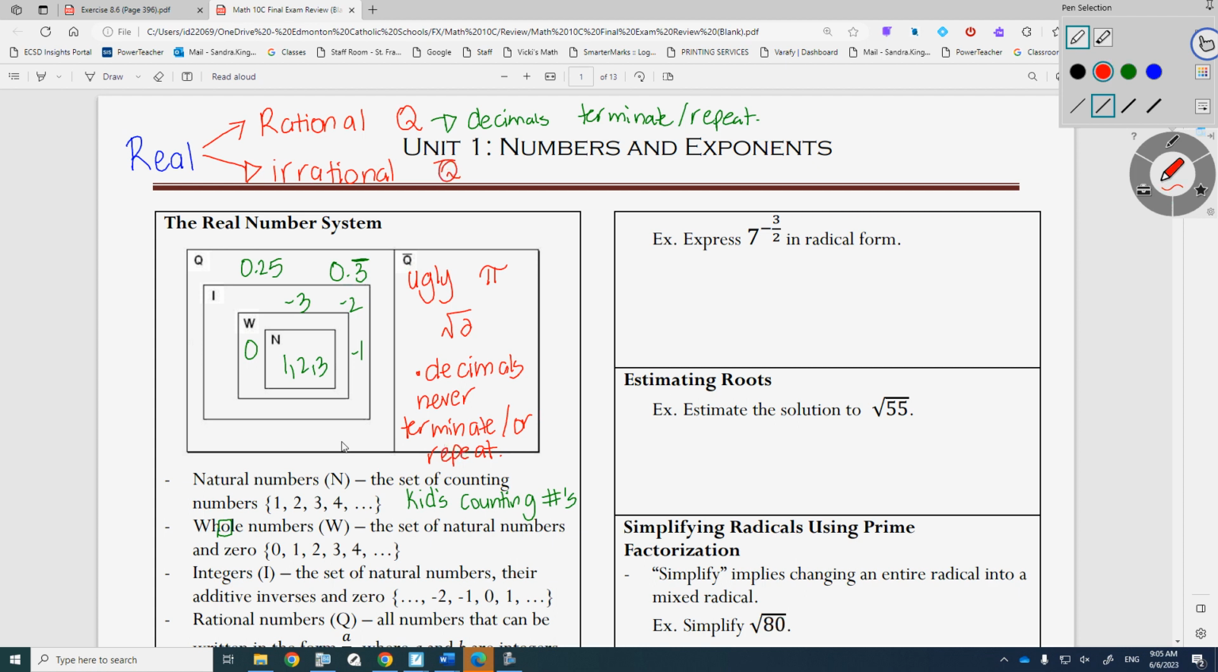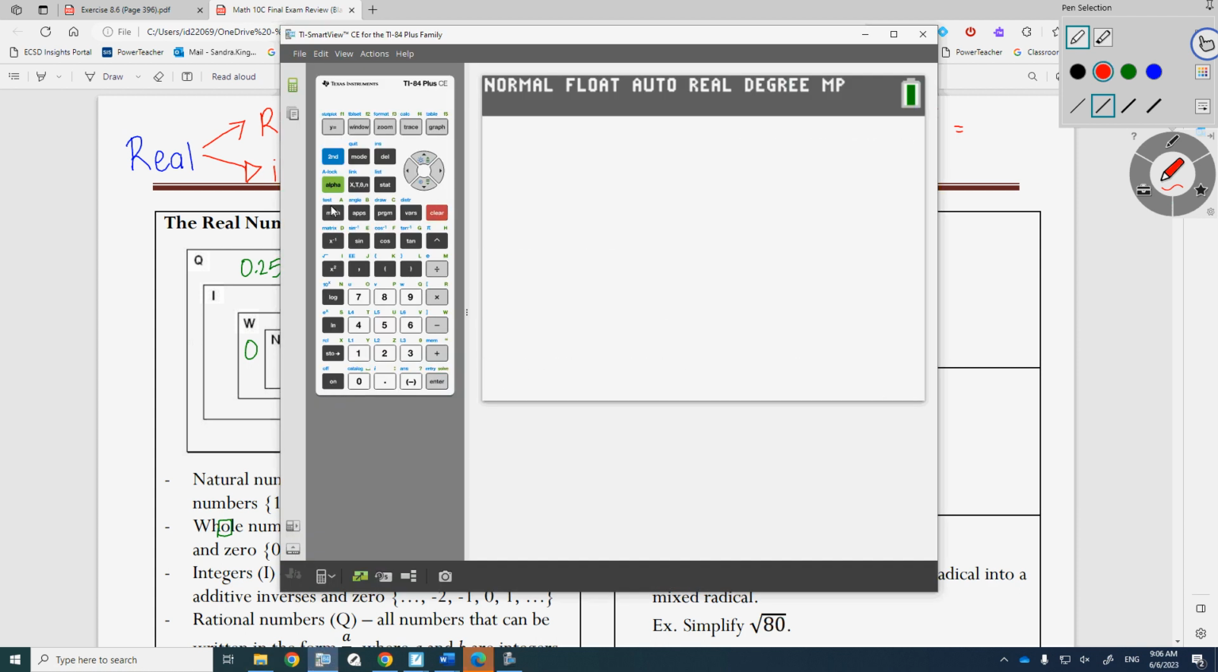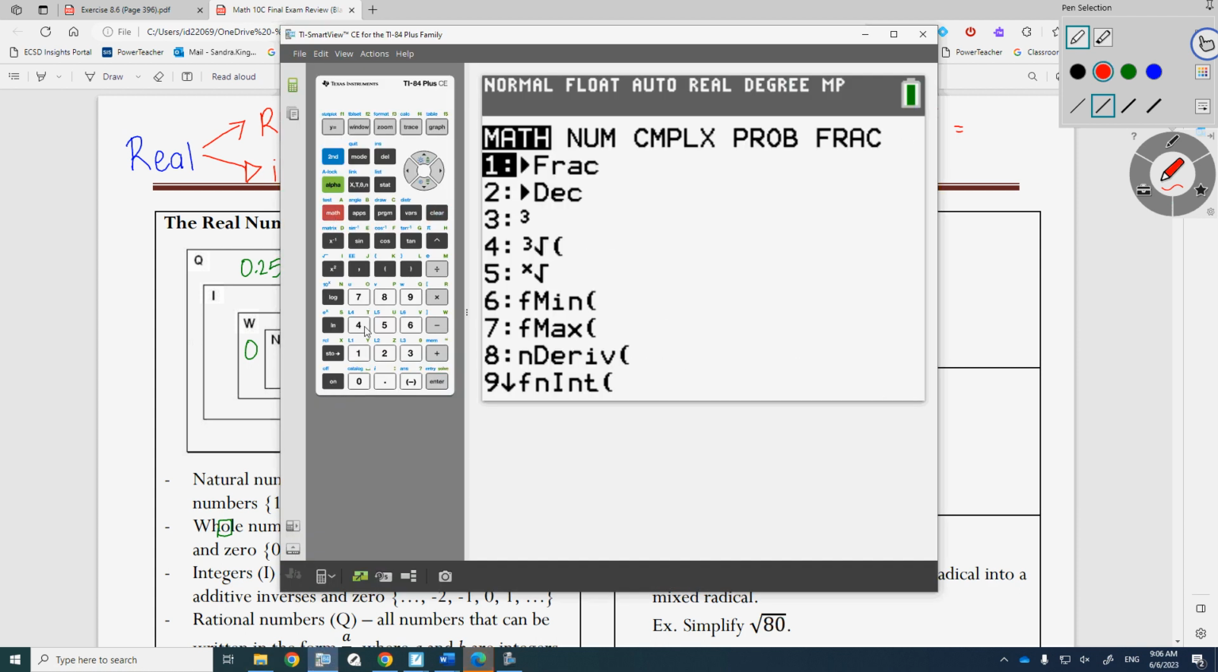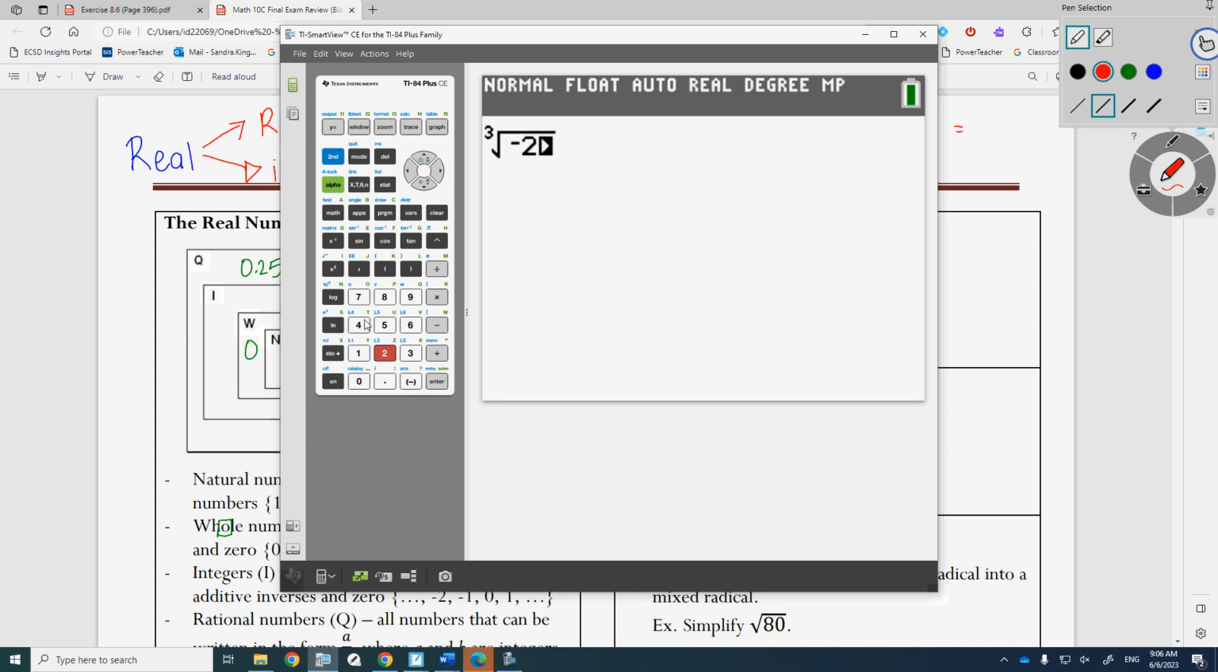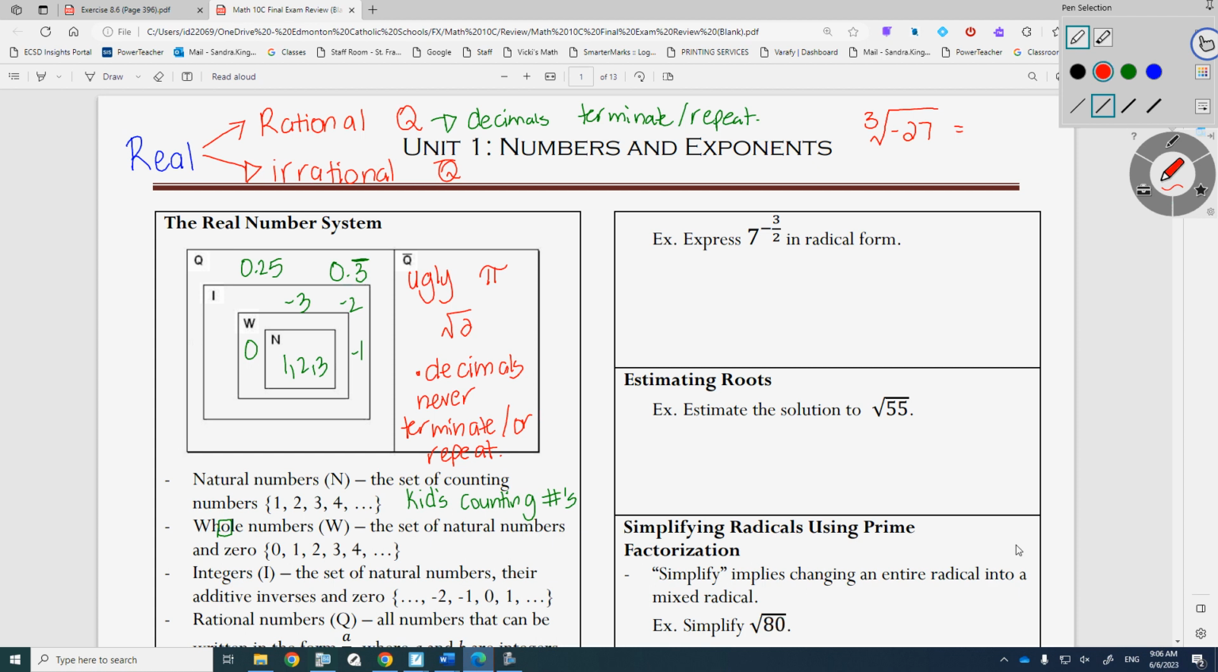So for example, if I said the third root of negative 27, what would this number be classified as? Is that rational or irrational? So what you would do is on your calculator, you would go to math, number four, third root of negative 27 is negative three. Is that a rational or an irrational number? It's rational. It's a nice number. I could turn that into a fraction by putting it over one. It's an integer, but it's a rational number.